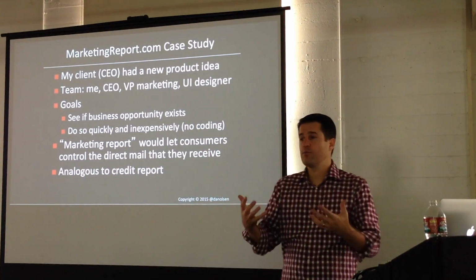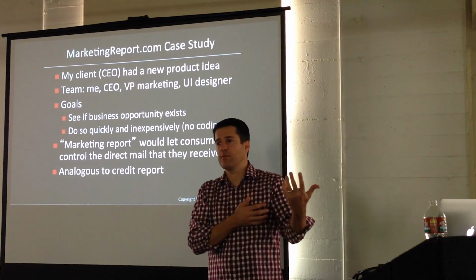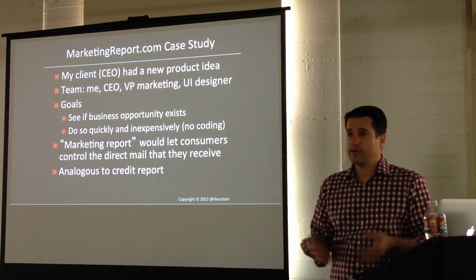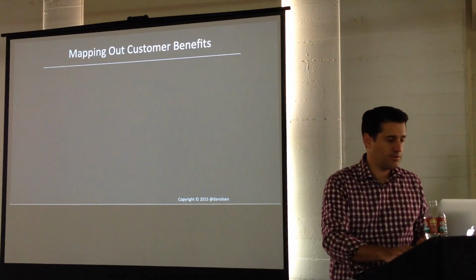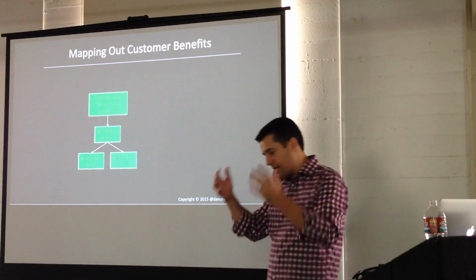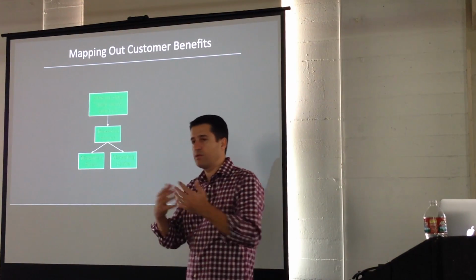So that was the idea of the marketing report, to give you transparency into why you are getting the junk mail that you're getting, and perhaps make it more relevant. Like, say I had a dog, I could say, no, I want to get dog food coupons instead. That was the idea. It was kind of fuzzy, so I basically led them through an exercise of mapping out the problem space and solution space to get at what the core idea was.